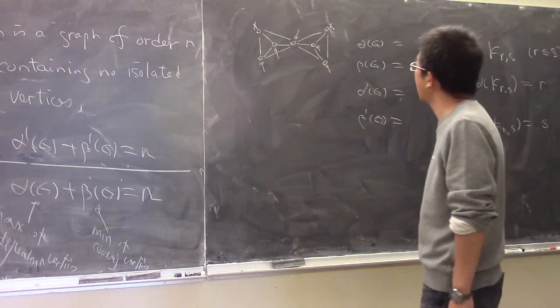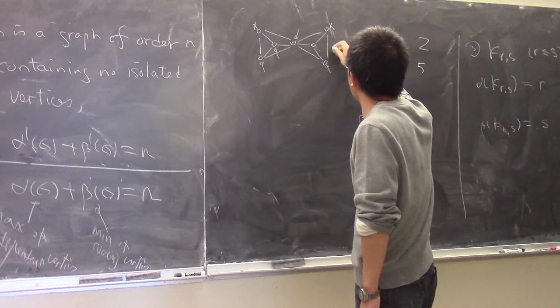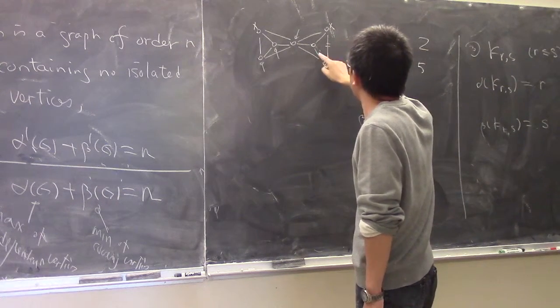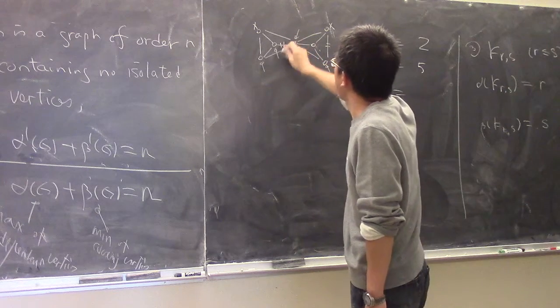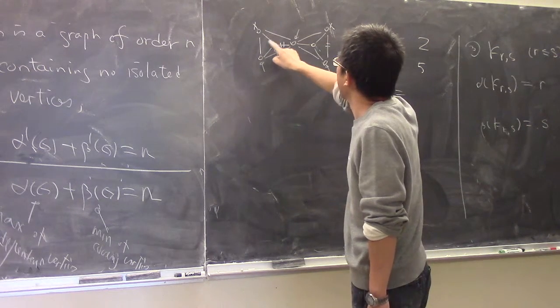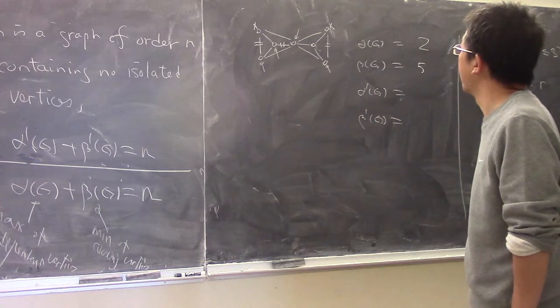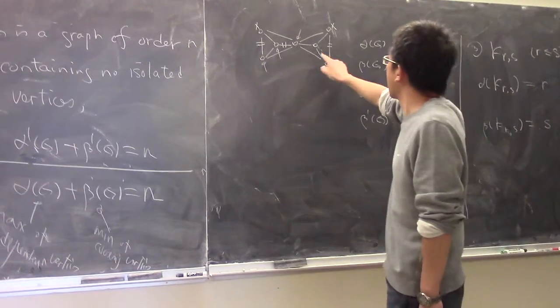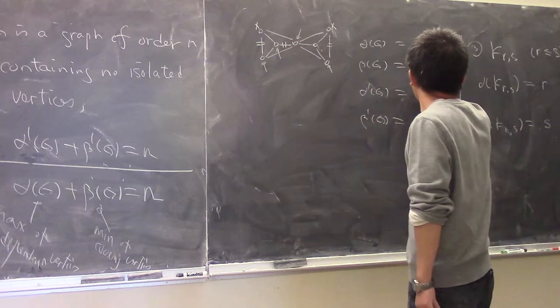Alpha prime is the maximum number of edges. So if I pick this one, they are not adjacent, so I can pick this one, and they are not adjacent. So this one, I pick that one. So I can pick a 3, right? 3 is 1, 2, 3, 4, 5, 6, 7. That's 7 over 2, lower floor.